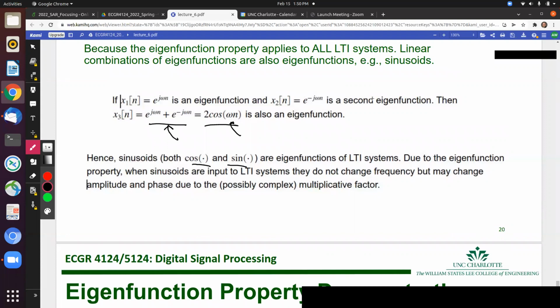All right, so they do not change frequency. That's a critical thing. The frequency that you put in is going to be the frequency you come out, but it can change the amplitude and the phase because of this possibly complex constant that multiplies in.